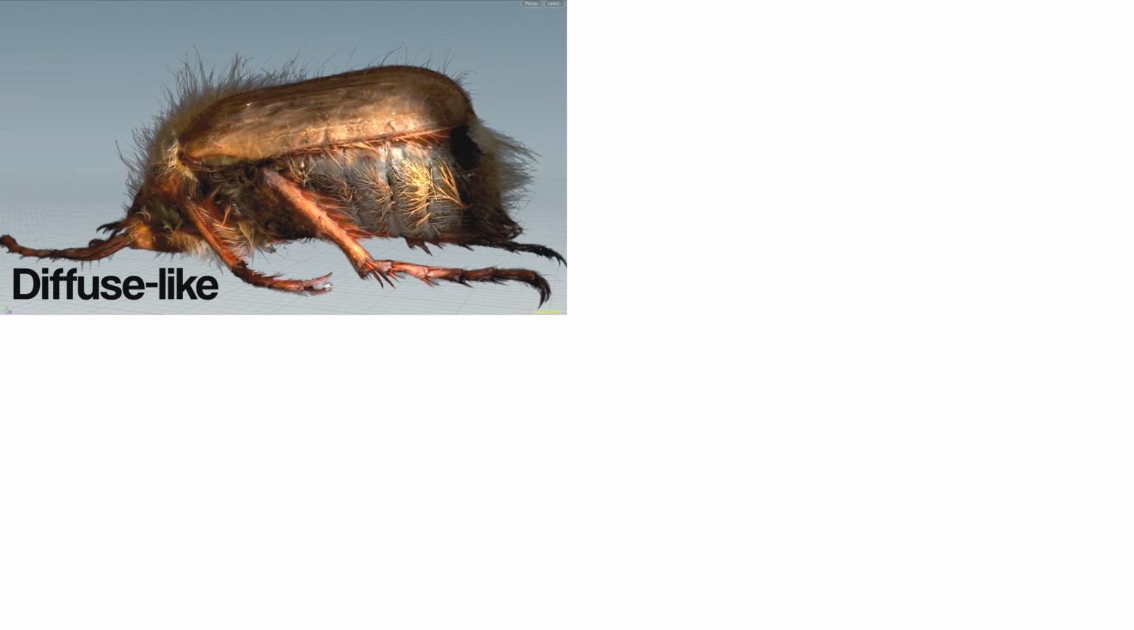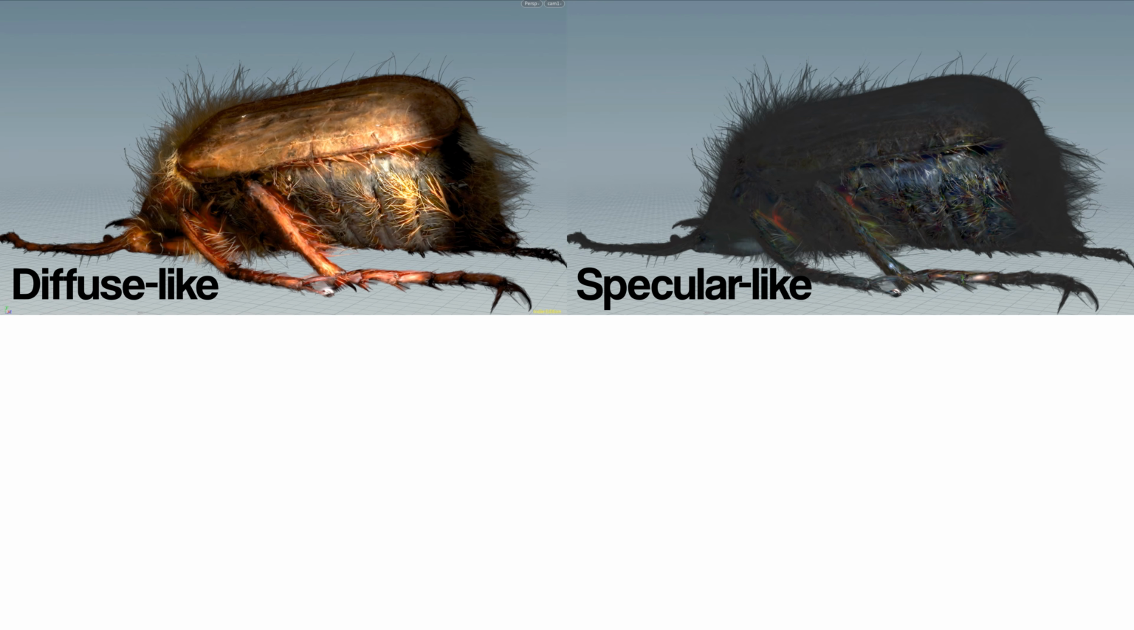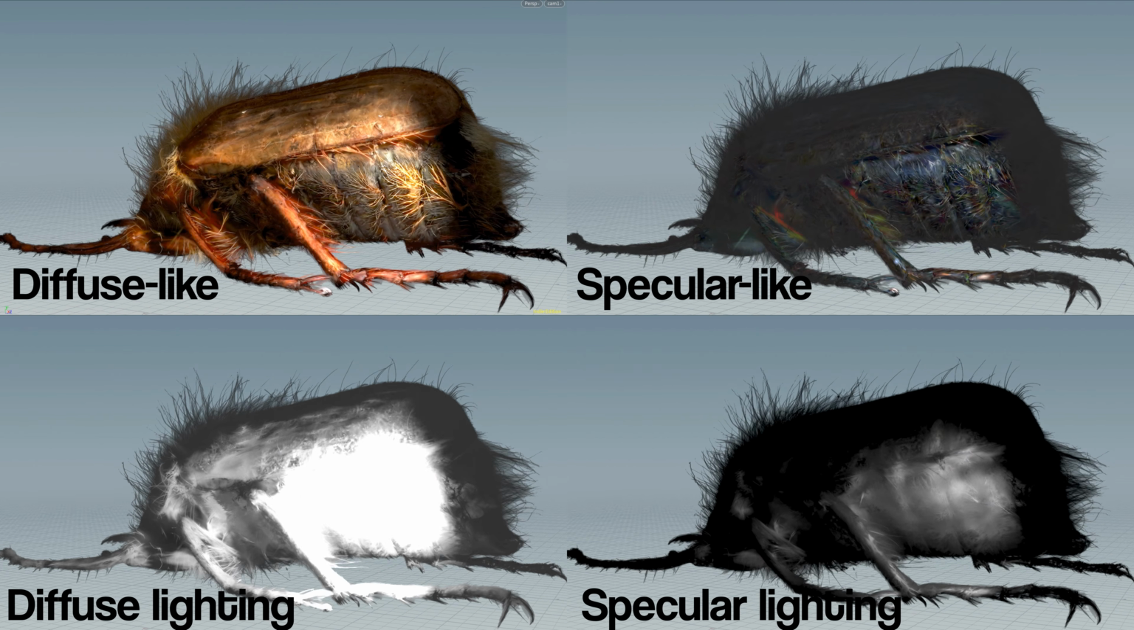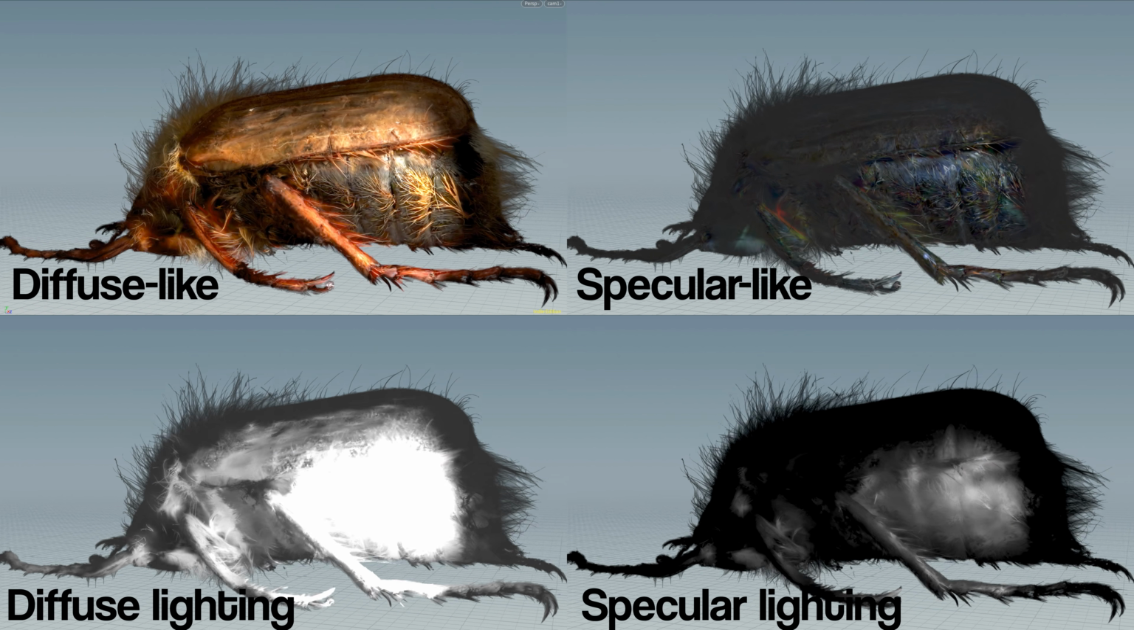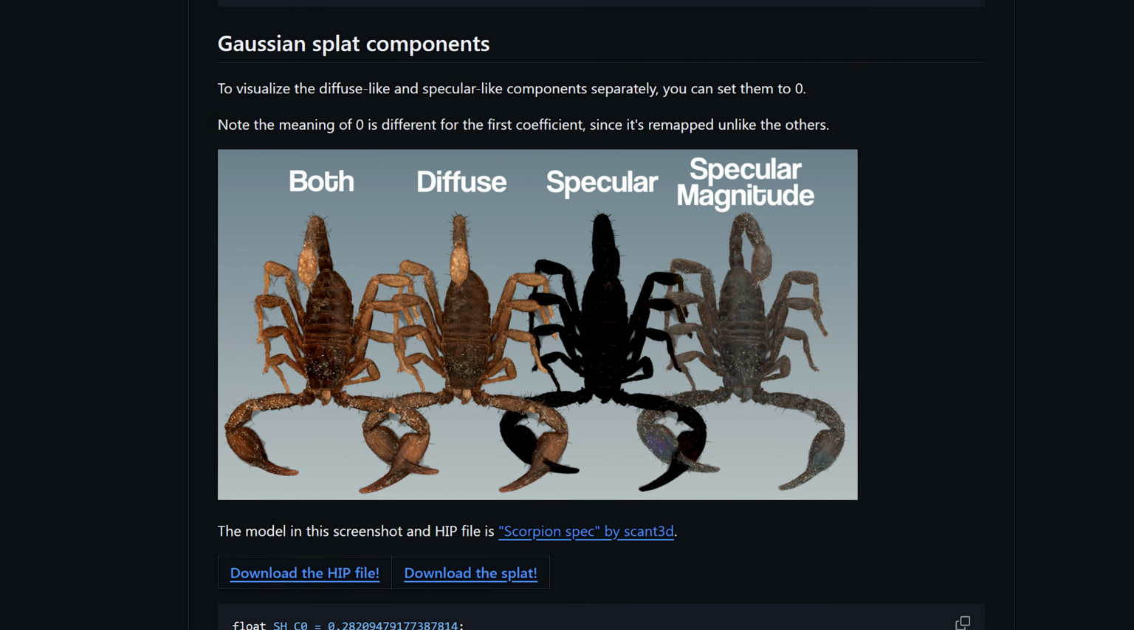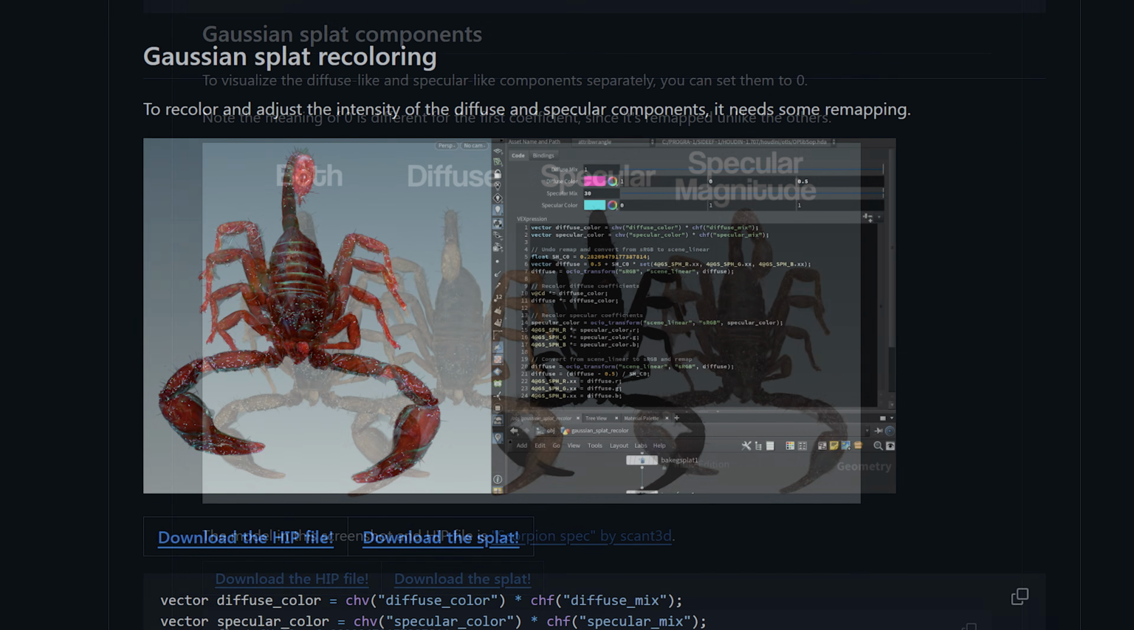Now splats have parts that are like diffuse and parts that are like specular, and you can choose to treat the specular differently to the diffuse if you want. And I've also made some visualizers to view those components and let you recolor them.